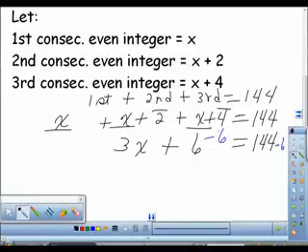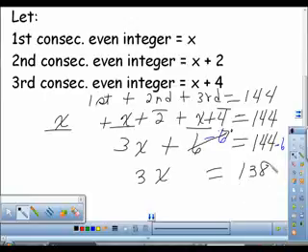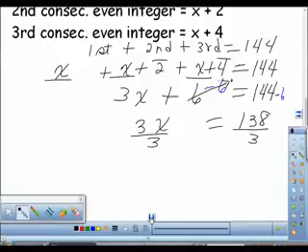Okay, and when you subtracted 6 from both sides, you got 3x, because these 6's went to 0, equals 138. Did I subtract right? Yep. Good. And then how was the 3 connected to the x? Multiplication. So we're going to undo multiplication by dividing both sides by 3. So that gives me 1x equals 46. Did I do it right in my head? So I got x was 46.